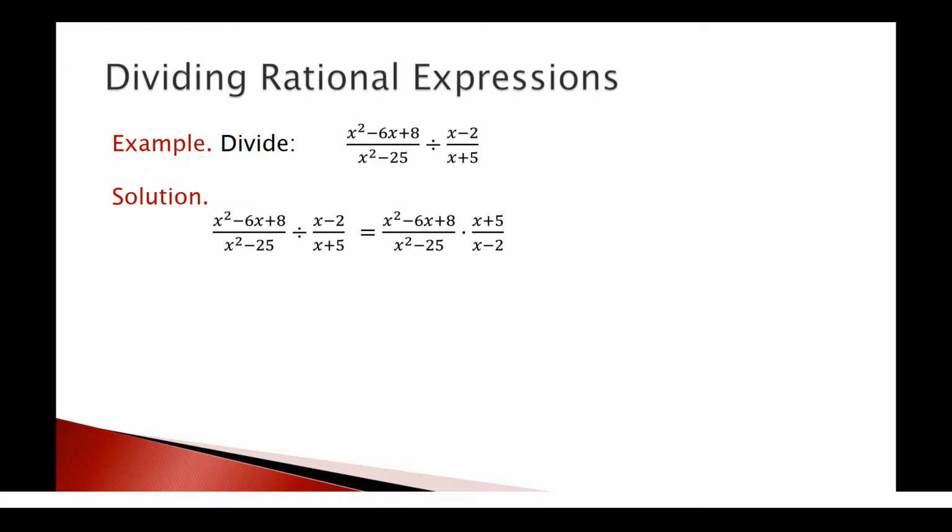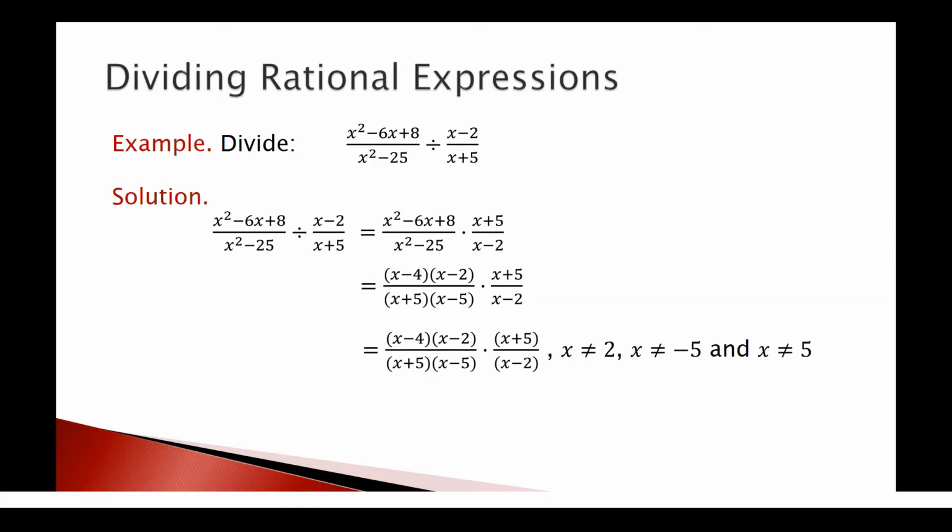So first we will factor both the numerator and the denominator completely. We factor x squared minus 6x plus 8 as x minus 4 times x minus 2 over, and again we factor the denominator x squared minus 25 as x plus 5 times x minus 5, and then we have times x plus 5 over x minus 2. Now we will exclude the numbers that would make our denominator 0. In this case x equals 2, x equals negative 5 and x equals positive 5 would make the denominator 0.